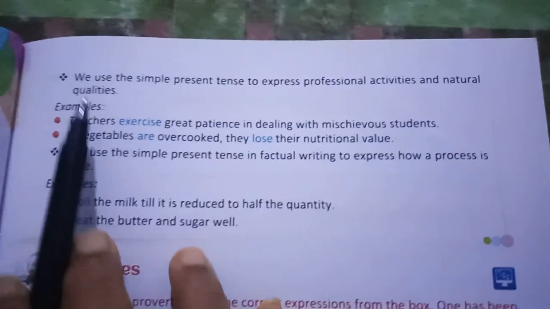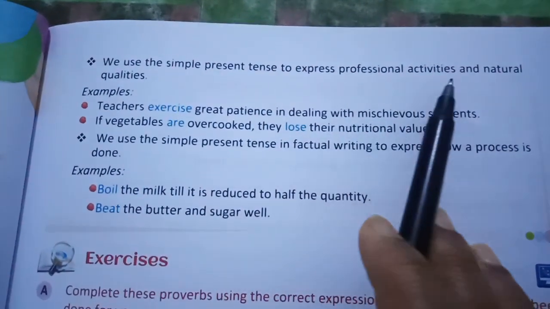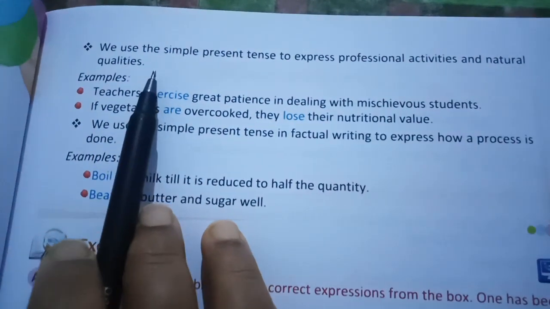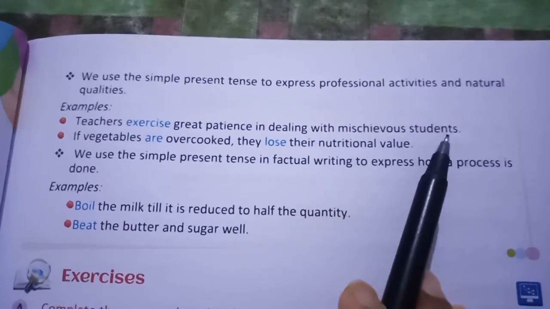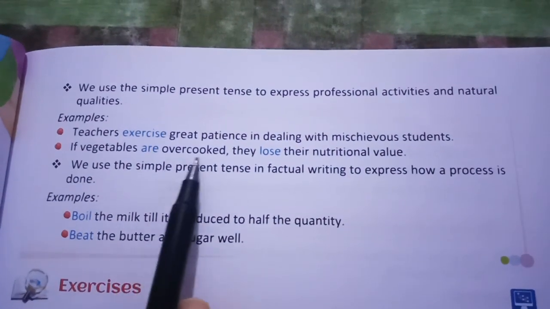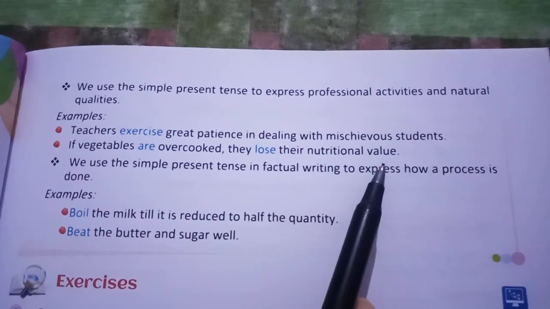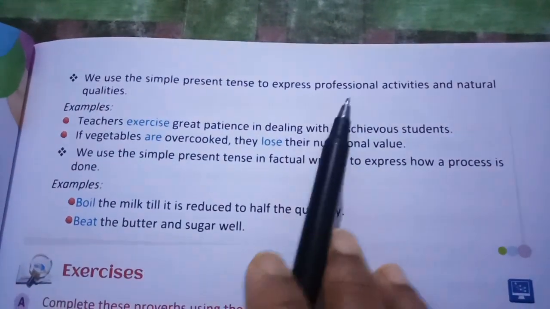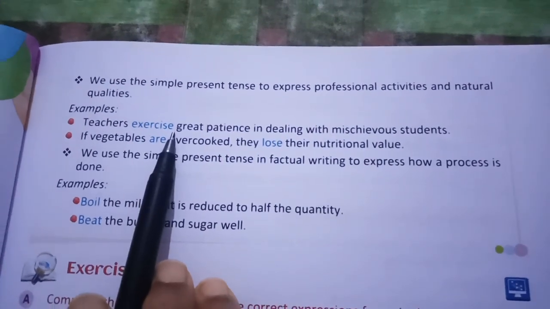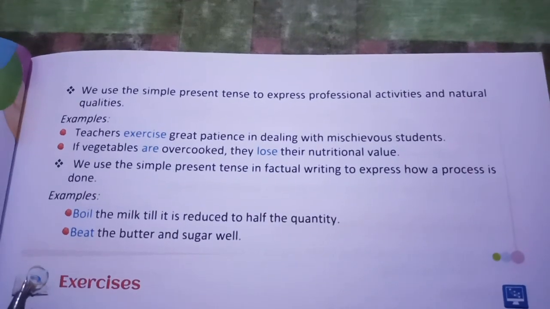Next, we use the simple present tense to express professional activities and natural qualities. Teachers exercise great patience in dealing with mischievous students. If vegetables are overcooked, they lose their nutritional value. The second example is of natural quality and the first example is of professional activities. So for these kinds of situations, we use simple present tense.